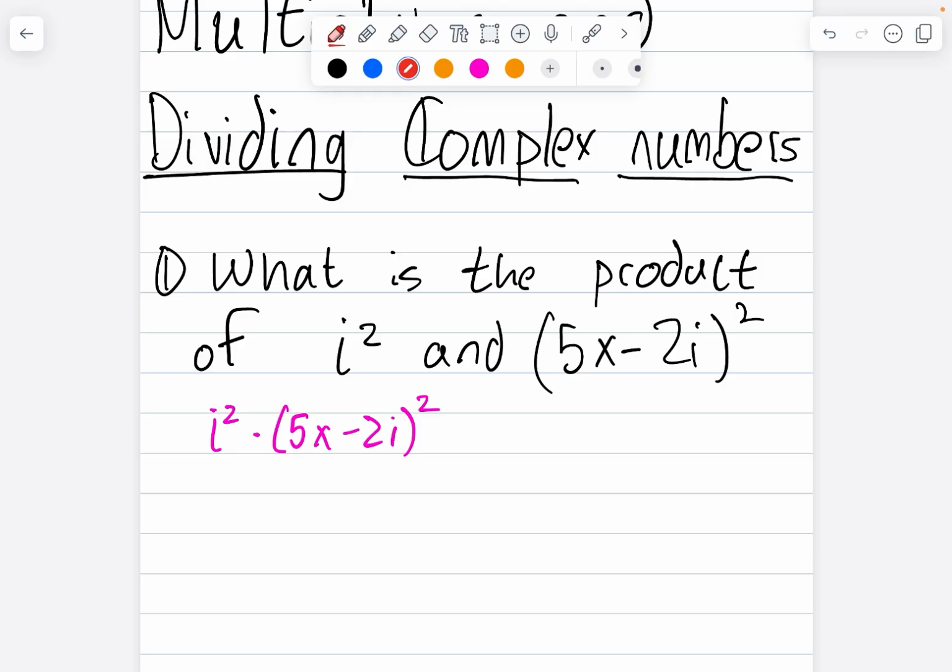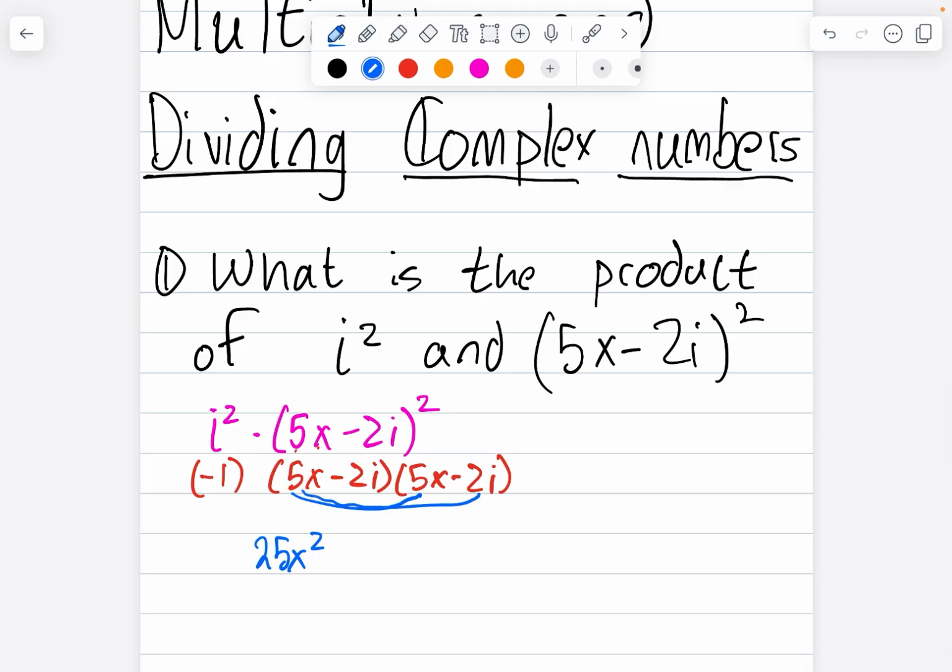First things first, what does i squared stand for? It stands for -1, so I'm just going to replace it with -1. Now this is 5x minus 2i squared. So this actually means 5x minus 2i times 5x minus 2i. All right, I'm going to leave the -1 alone for a little bit. First, I'm going to FOIL, right? 5x times 5x is 25x squared.